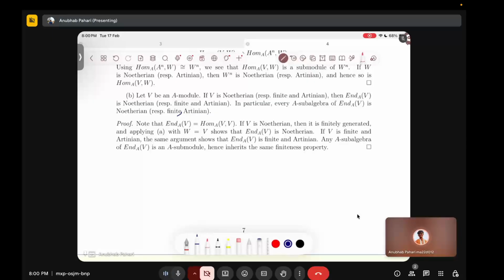Note that the endomorphism ring of V, which equals Hom(V, V), if V is Noetherian, then it is finitely generated, and applying the previous result with W equal to V, the endomorphism ring of V is Noetherian. And if V is finite and Artinian, the same argument shows that the endomorphism ring of V is finite and Artinian. Any A subalgebra of the endomorphism ring of V is an A submodule, hence it inherits the same finiteness property. This should be an exercise.